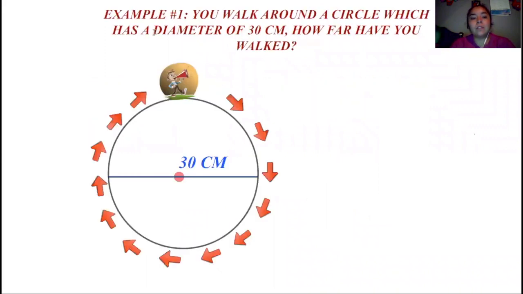Here we have the first example. It says you walk around a circle which has a diameter of 30 centimeters. How far have you walked? We want to know the distance that you walked, and they're giving us the diameter. So we have our diameter, which is 30 centimeters.